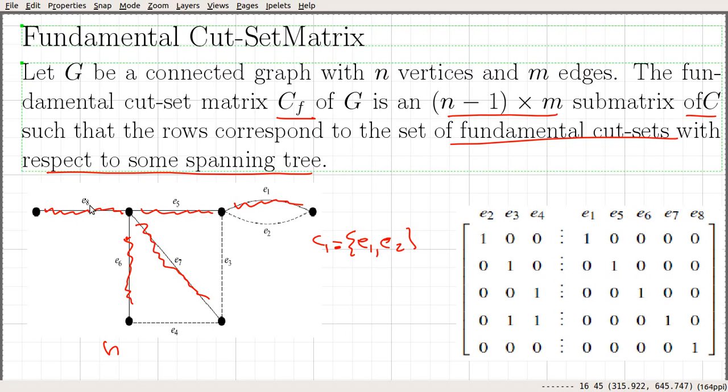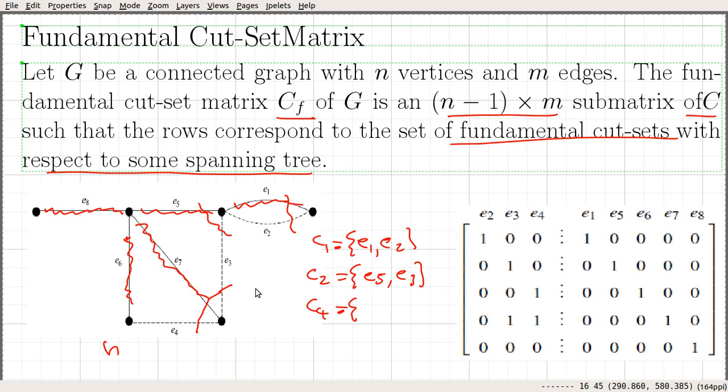And similarly, if you consider this one, E1 corresponds to this fundamental cut set, and let's consider this fundamental cut set E5 and E3. Let's call that C2. So E5, E3, that is another fundamental cut set. It contains exactly one branch edge and, in this case, one more chord edge, and these three edges form another cut set. So let's call that C4.